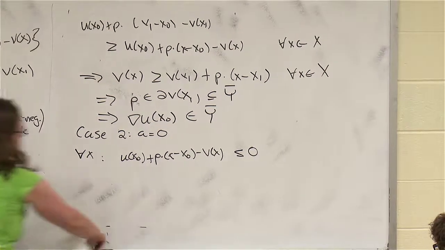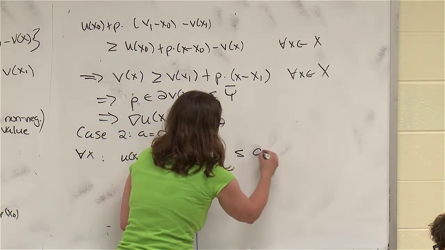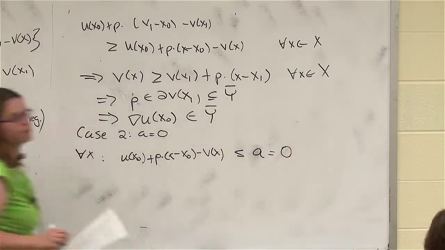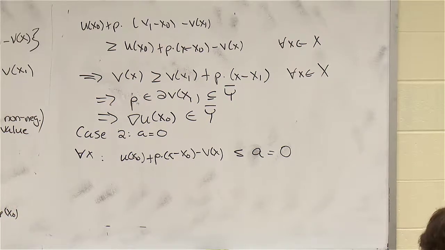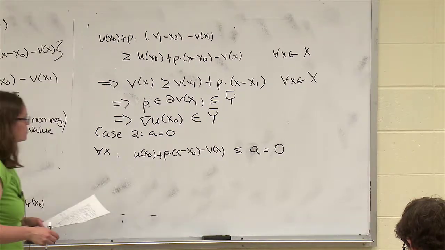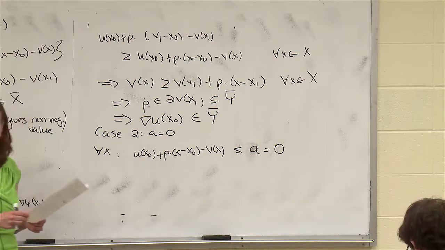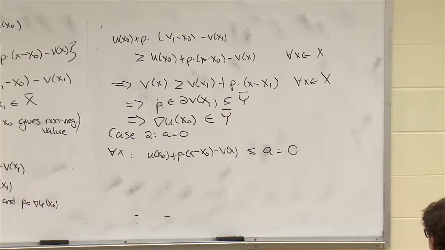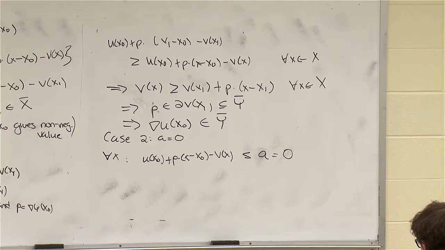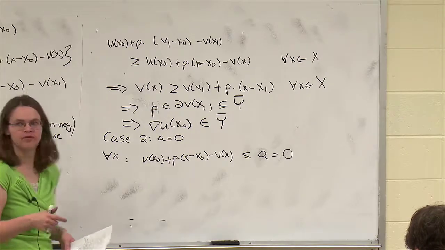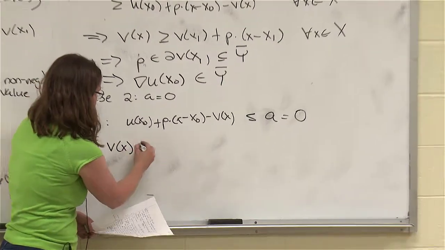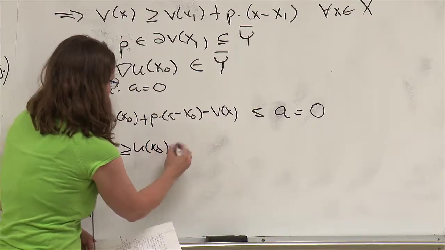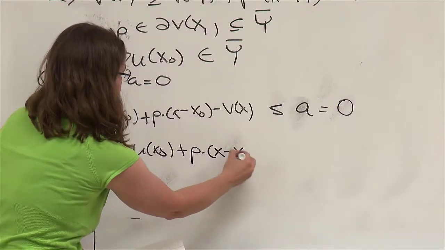I'll write an in-between step in here. It's less than or equal to A, which is 0. So A is the maximum value, and the maximum value is now 0. Again, I want to use something that I know about the subgradient of V, so I'm going to try to write this in a way where the subgradient of V somehow pops out. So let's write it as V of x is greater than or equal to U of x naught plus p dot x minus x naught.